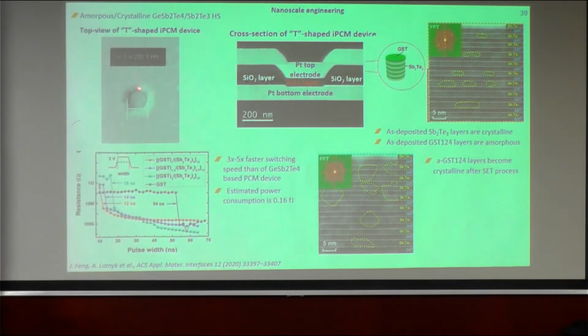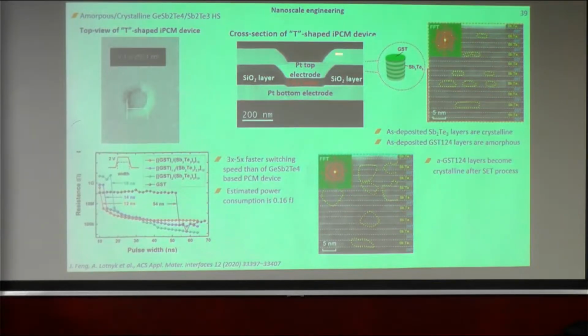Here they prepared a device with a size of 250 nanometers. This is a so-called T-shaped cell consisting of two electrodes, top and bottom. We also used a silicon dioxide layer as the dielectric layer, which is also used in CMOS technology.